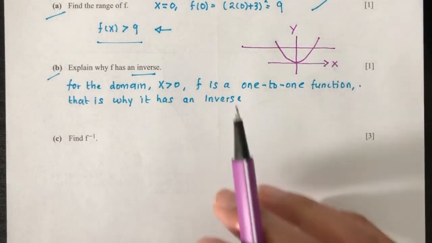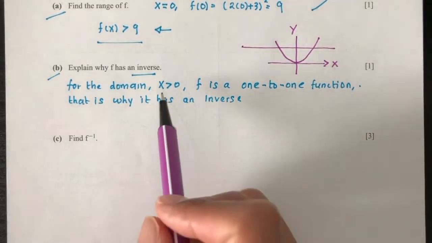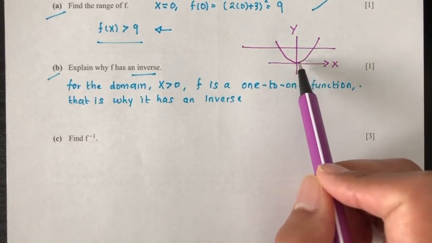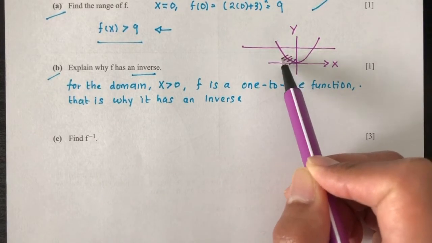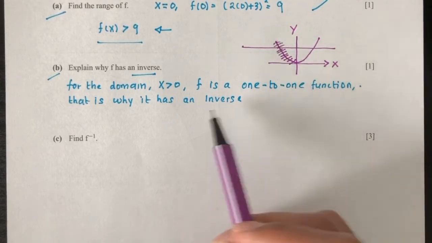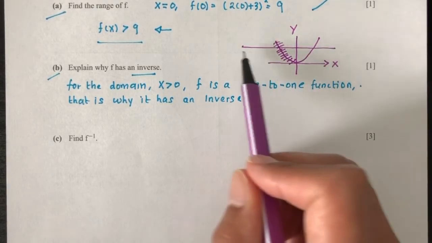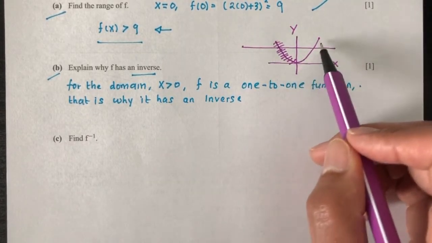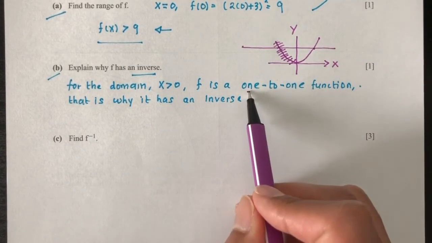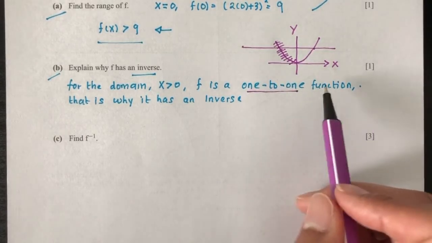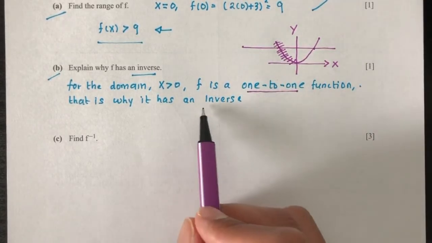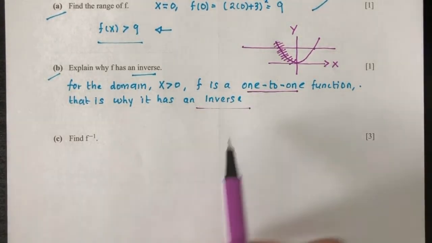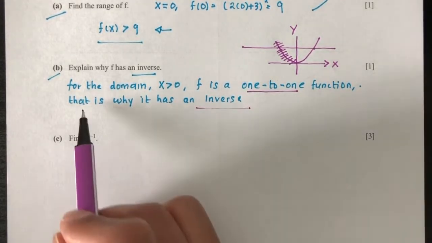But normally it does not have an inverse, but since it is defined for x more than 0, this part will not be in the domain. We will only have this part. Since any horizontal line cuts the curve at only one place, it will be called a 1-to-1 function, and hence if it is a 1-to-1 function, it will have an inverse. Okay, that is the main thing you guys need to know. If a function f is a 1-to-1 function, it has an inverse.